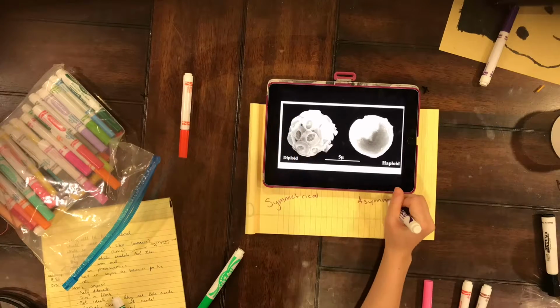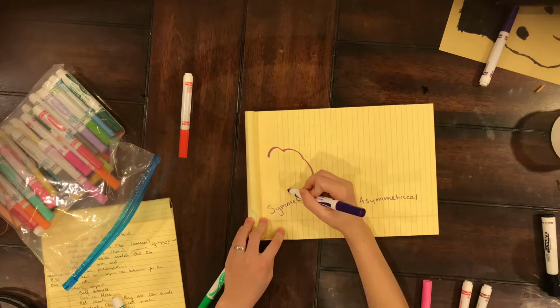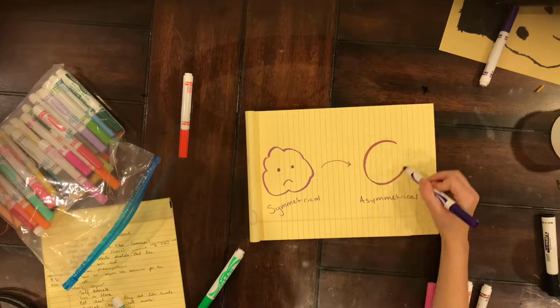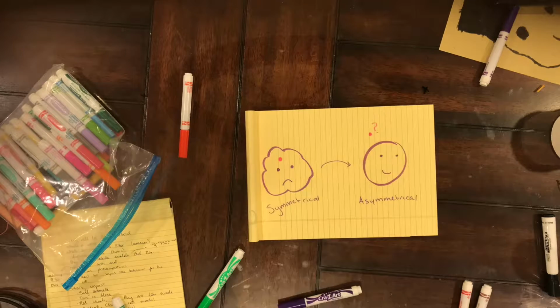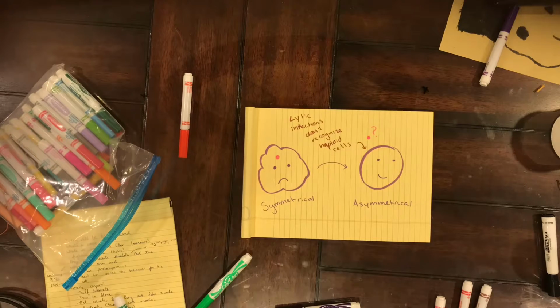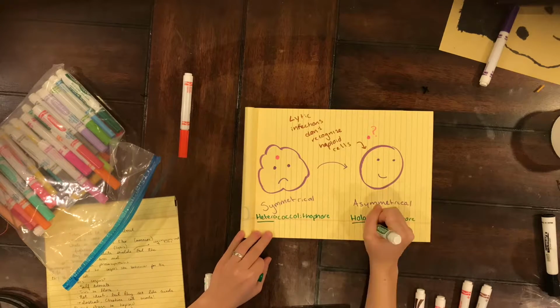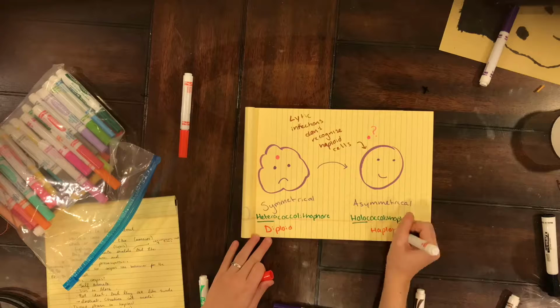Since these cells start out in a diploid phase, meaning they're mostly symmetrical, they can also turn into a haploid phase, making them asymmetrical. Whenever they do this, the virus can no longer detect them. So lytic infections don't recognize these haploid cells. These are known as heterococcolithophores and holococcolithophores.